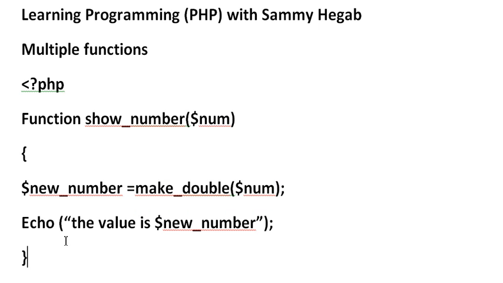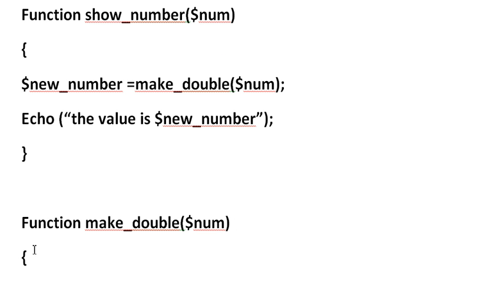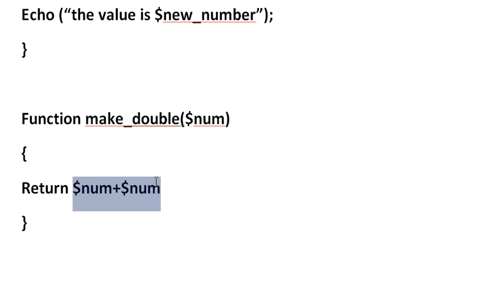So let's create another function called make double. Function make double takes in a variable num. Like I said, in functions we start with an open curly brace and a closed curly brace. I always put both of them in when I'm doing any sort of code block. And all that does is return the number. So the num plus, so all it does is basically that.